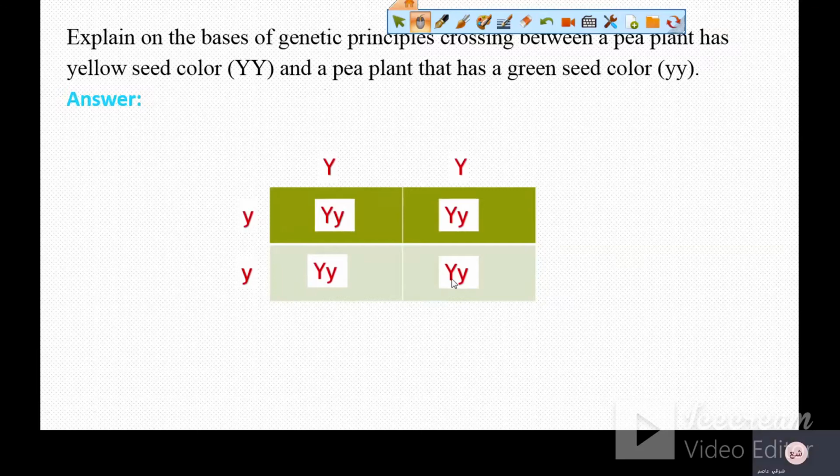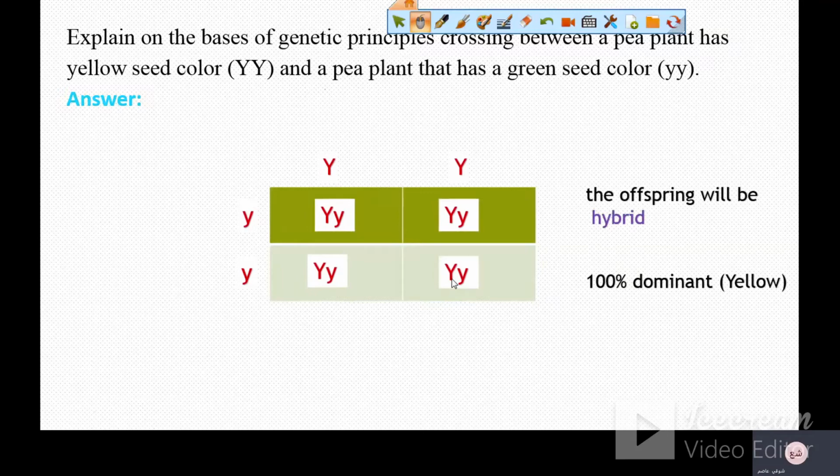So, as stated by Mendel's first law, look at all of the offsprings are hybrid and dominant, which is all of them are yellow seed colored. The genotype will be Y capital, Y small. What about the phenotype? As I told you, 100% are yellow, which is the dominant trait. This is simply Mendel's first law.